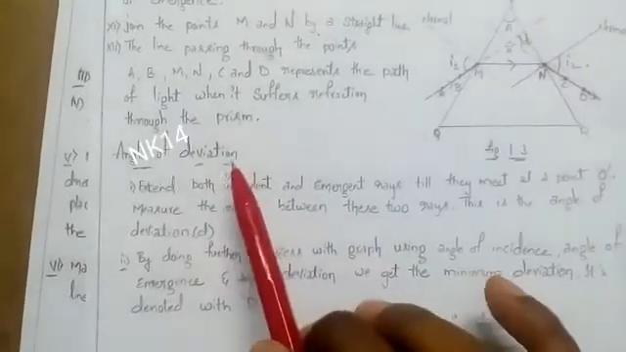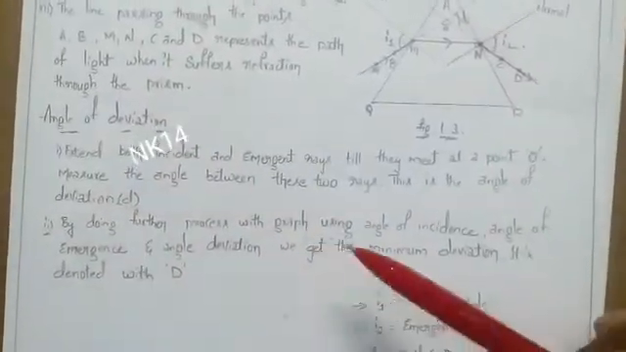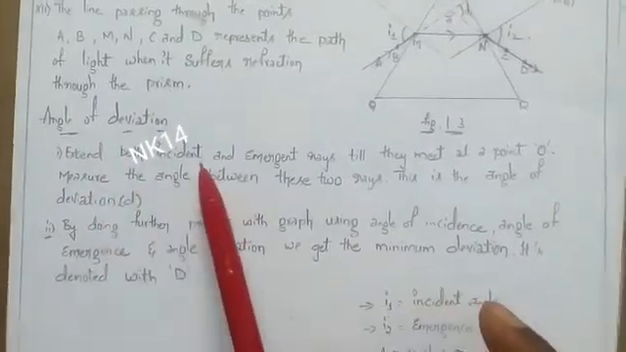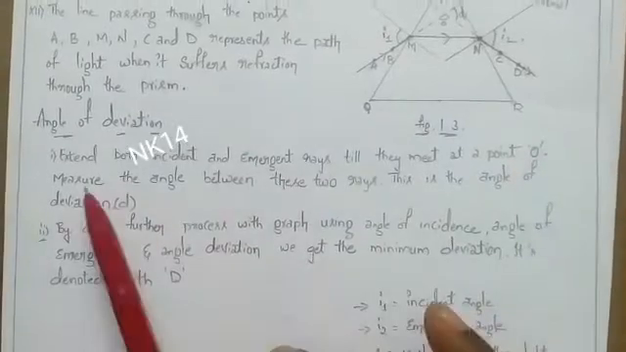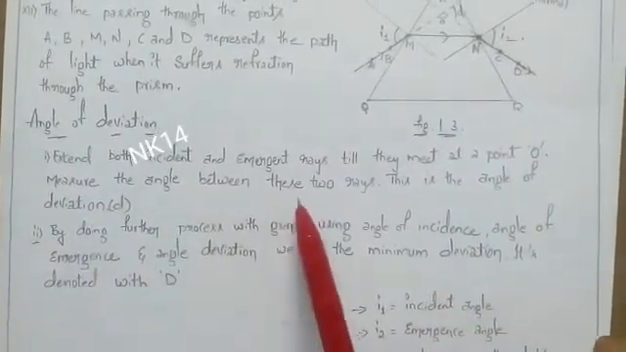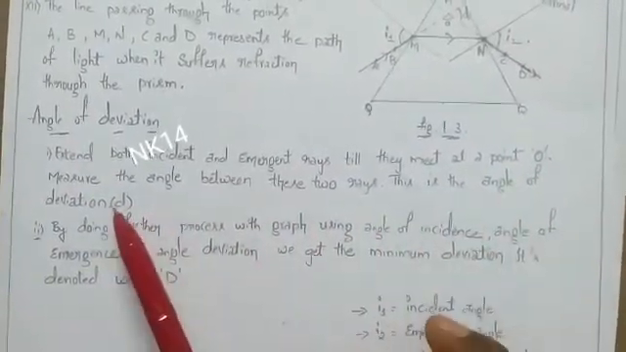Next, the important point, that is the angle of deviation. To find the angle of deviation, we have to do the following steps: extend both the incident and emergent rays till they meet at the point O. Next, measure the angle between these two rays. This is the angle of deviation.